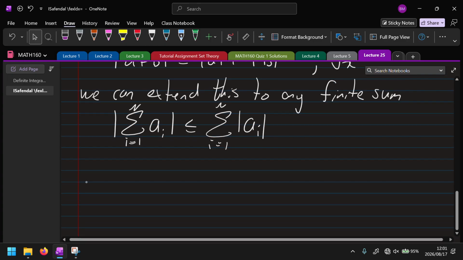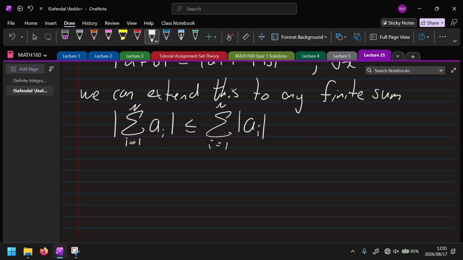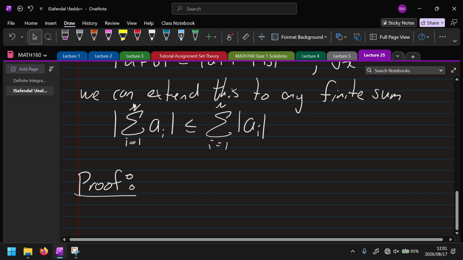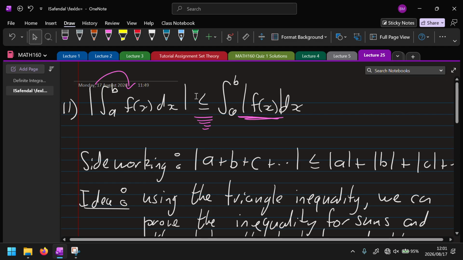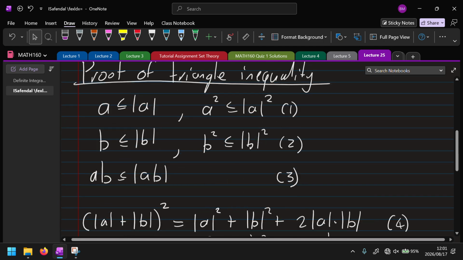Okay, so back to the proof. All of this was side working because you didn't know the triangle inequality. So now we get to the main proof. Somehow we want to turn these sums over here into these integrals over here. So we're going to start on the left side and end up on the right side using that inequality.